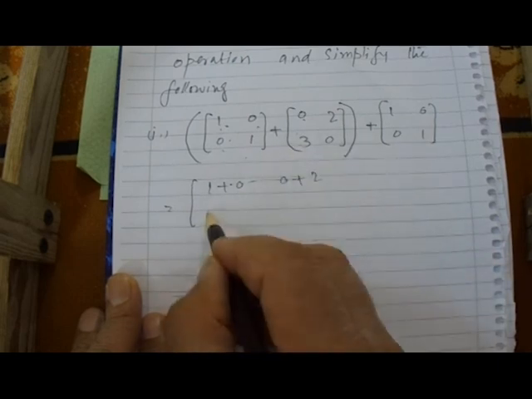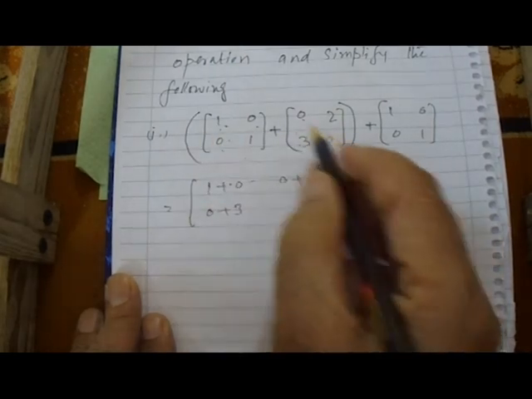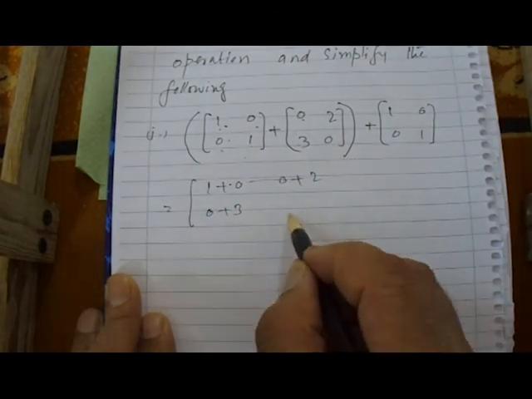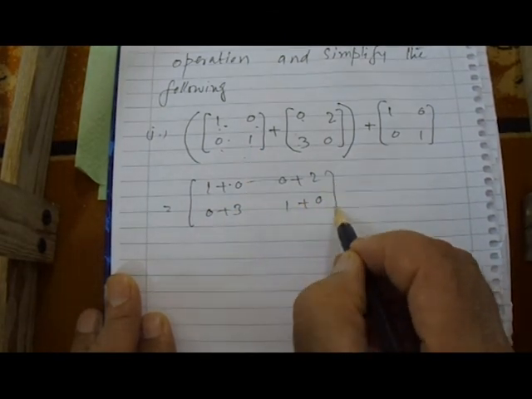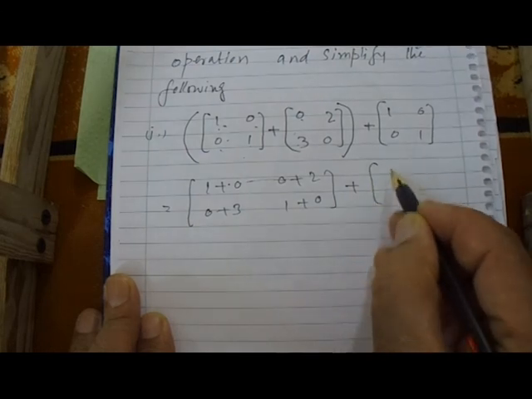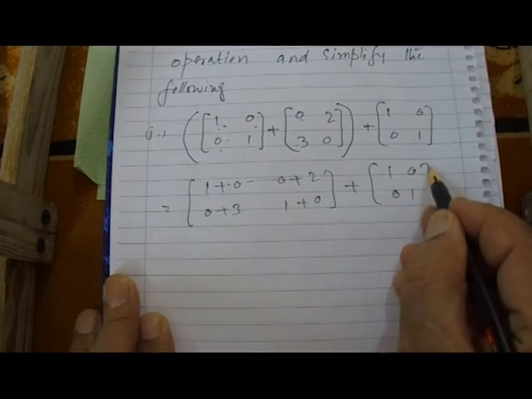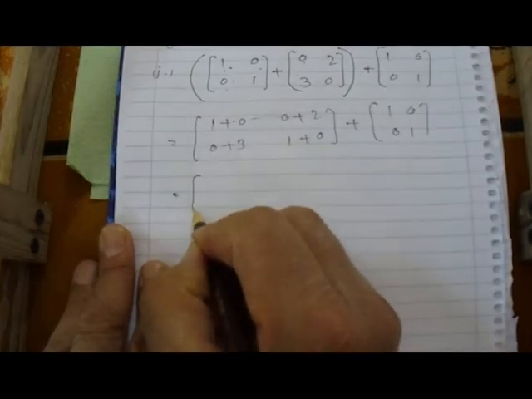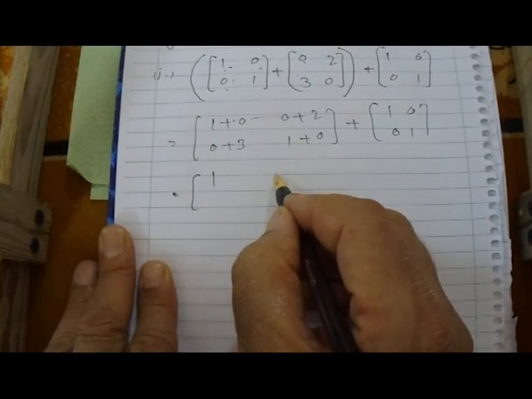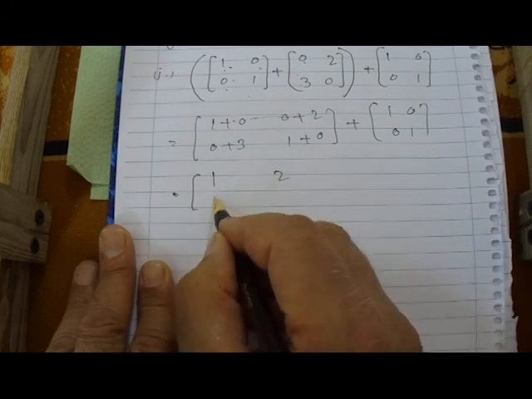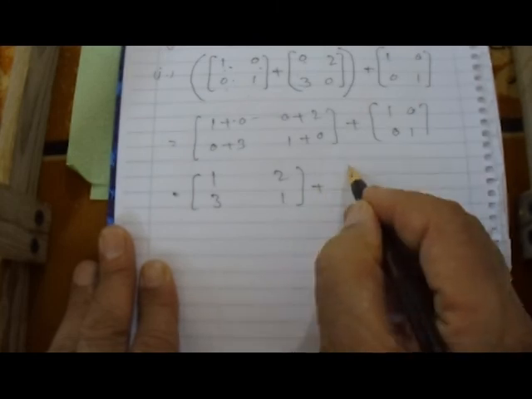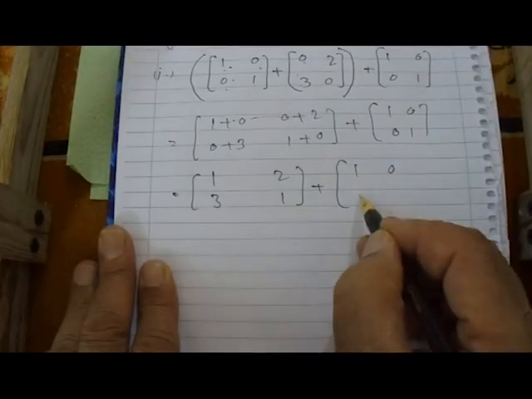Again, 0 plus 3 with the corresponding elements, we will add 0 plus 3 and 1 plus 0. Again, now here plus this: 1 0 0 1. Again, this 1 0 1, 2, 0 plus 2, and 0 plus 3 is 3, and 1 plus 0 is 1. Now we add this. Again we write this 1 0 0 1.